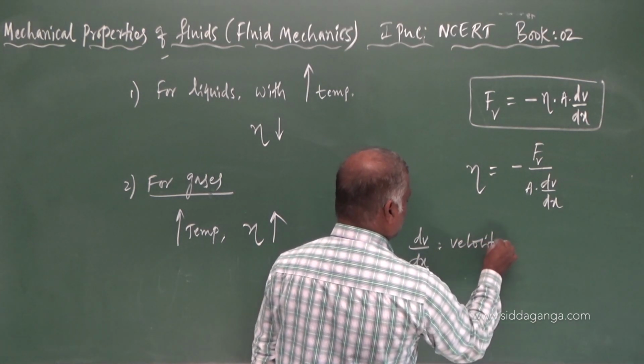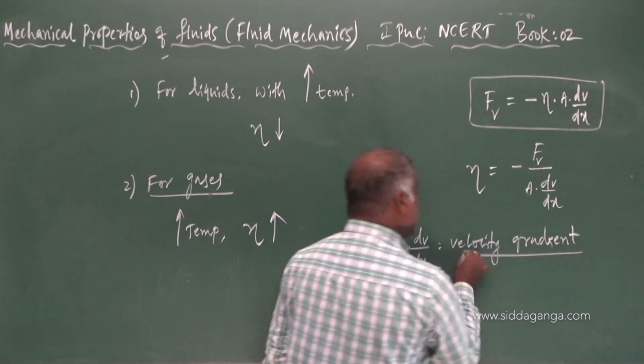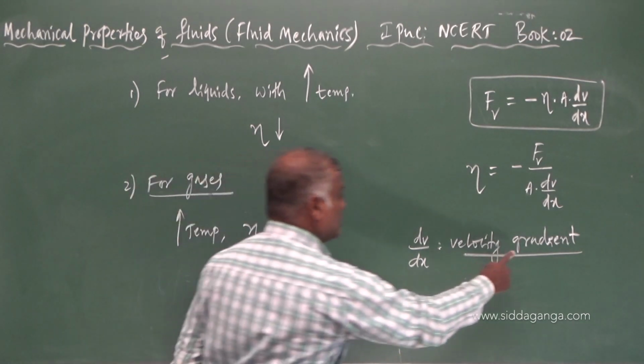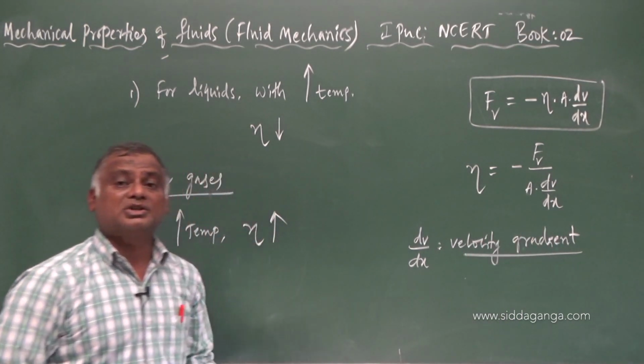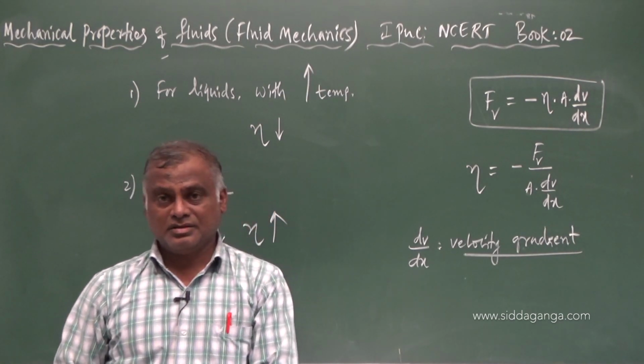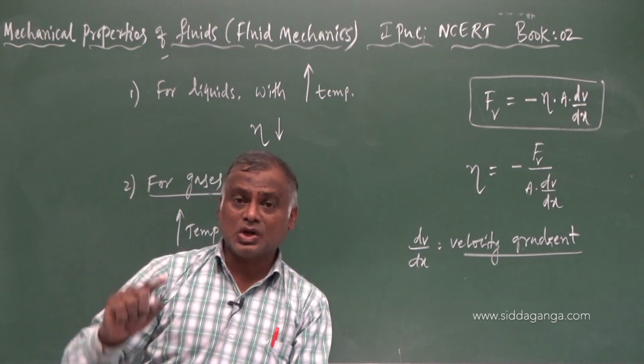Velocity gradient. Any physical quantity measured with respect to distance is called a gradient. Pressure gradient, pressure with respect to distance. Temperature gradient, temperature with respect to distance.